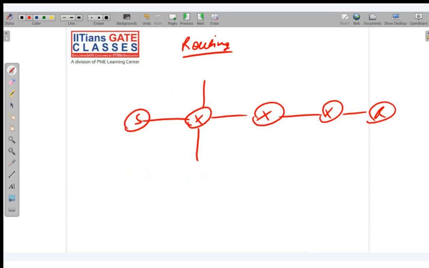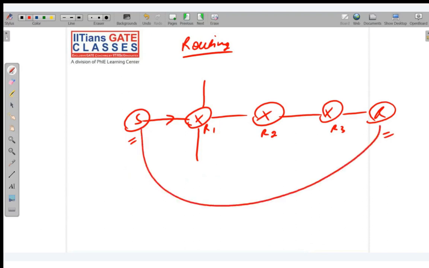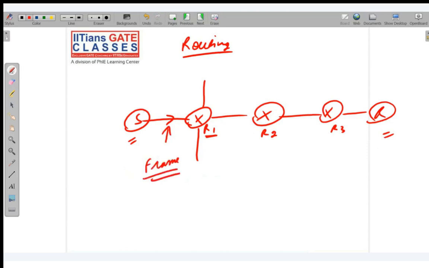Now see this. Sender, and this is router number 1, router number 2, router number 3, and this is the receiver. The sender has sent this packet to router 1. Obviously a packet cannot fly and go to the receiver directly, so first it will go to router 1. More precisely, a frame is going here, because the data link layer functionality is node to node delivery. So the frame will go from the sender to router 1.